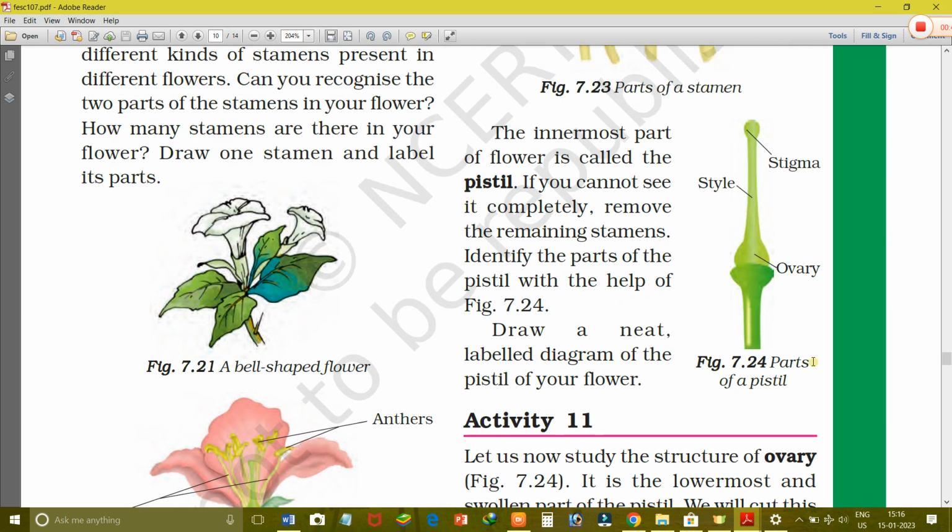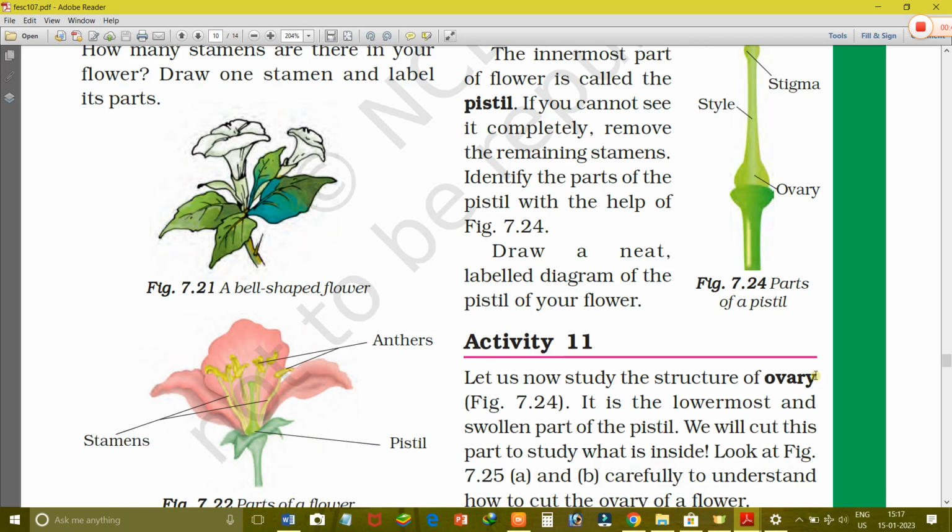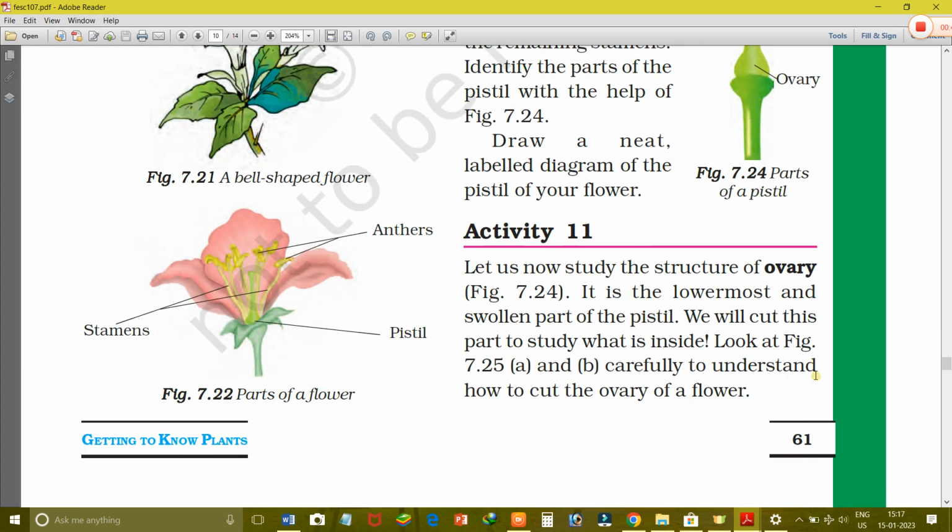The innermost part of the flower is called the pistil. If you cannot see it completely, remove the remaining stamens. Identify the parts of the pistil with the help of figure 7.24. Draw a neat labeled diagram of the pistil of your flower.